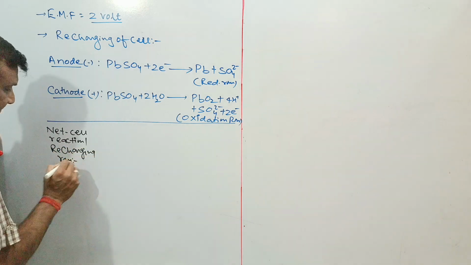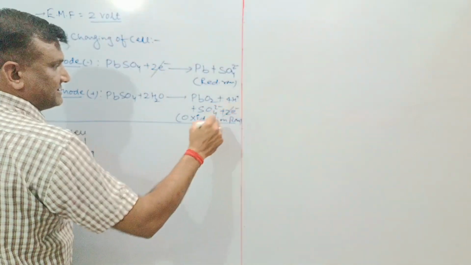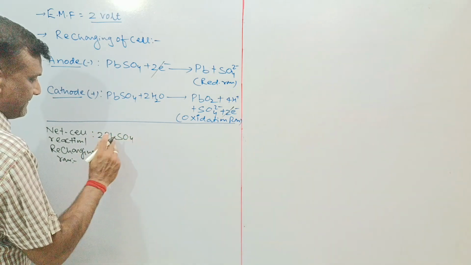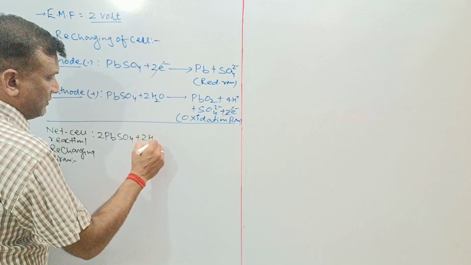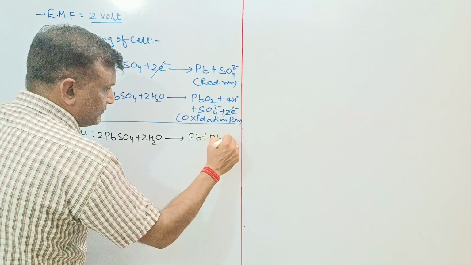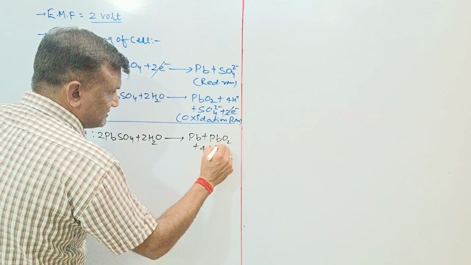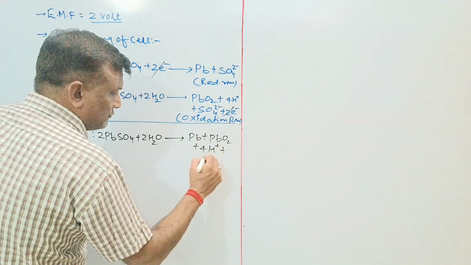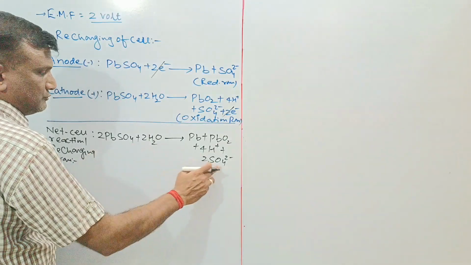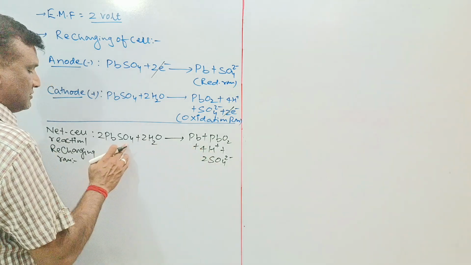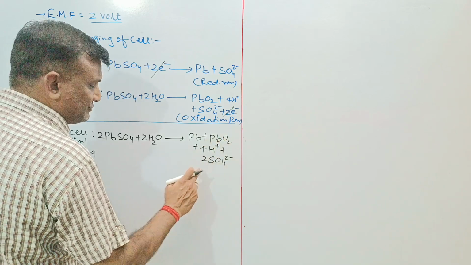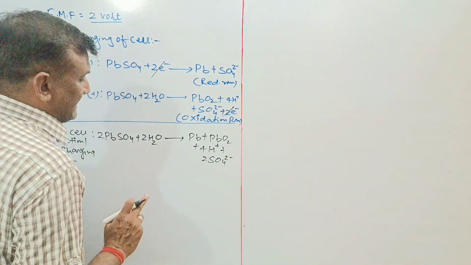Recharging reaction. So 2 electrons to 2 electrons remain cancelled. Rest it is your 2 PbSO4 plus 2 H2O. This is the Pb plus PbO2 plus 4 H plus, and this is the 2 SO4 2 minus. You can see the entire reaction balanced: 2 Pb, 2 Pb, 2 SO4, 2 SO4, hydrogen 4, 4, oxygen 4 twos are 8 and 2 is 10. This was about the recharging reaction.